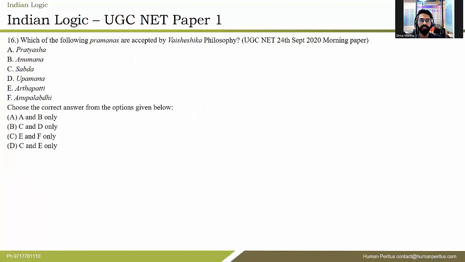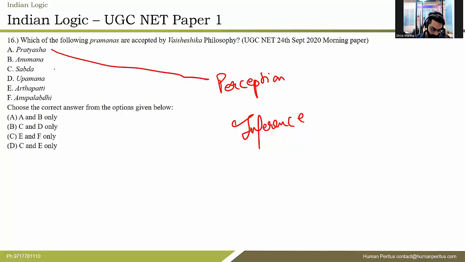The next question is, which of the following pramanas are accepted by Vaisheshika philosophy? Now, Vaisheshika philosophy has accepted only two pramanas. Those two pramanas are perception and inference. In Indian logic, we call them Pratyaksha and Anumana. Pratyaksha and Anumana. The correct answer is A.